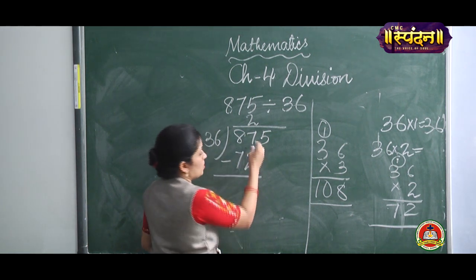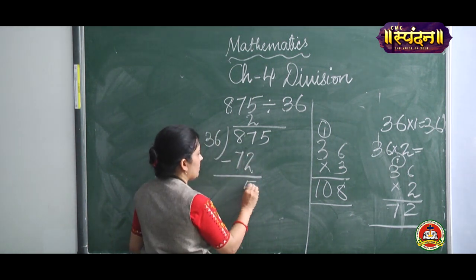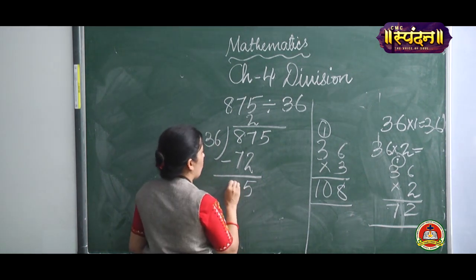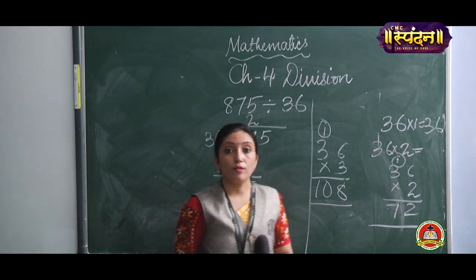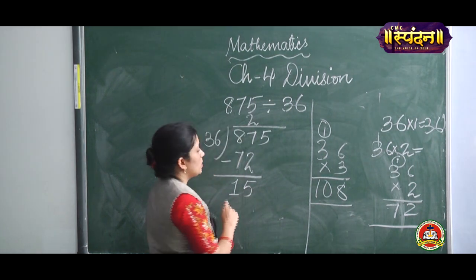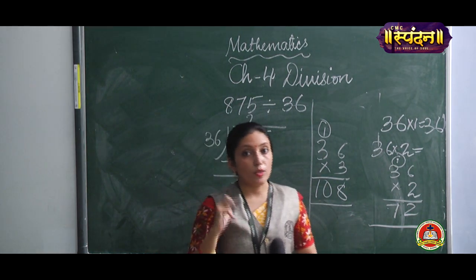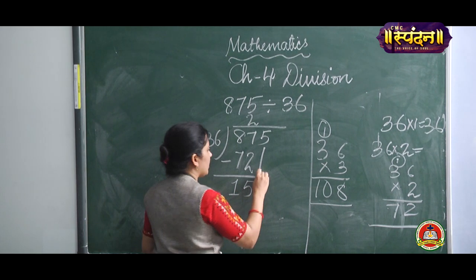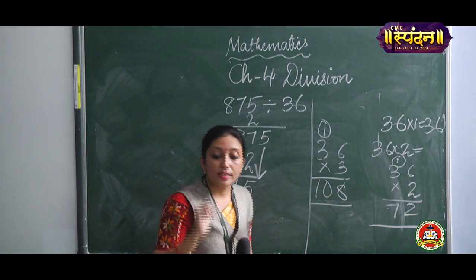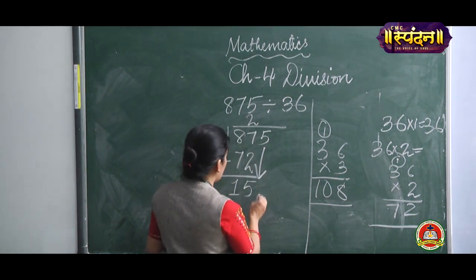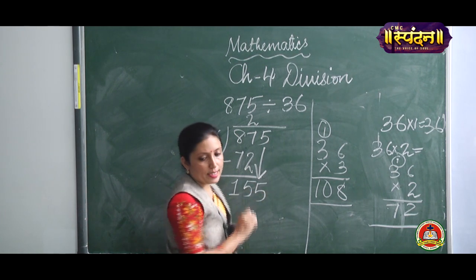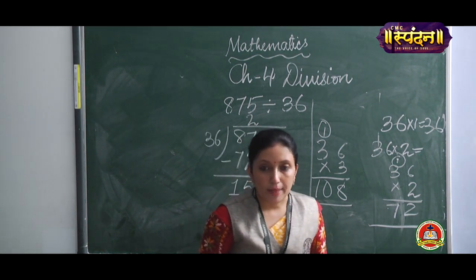Yes, 36. So 7 minus 2 is 5. 8 minus 7 is 1. So here I have got 15. So now see children, it is 15. Now what is my next step? As we have learned, I need to bring this 5 down. Yes, it is very important. Now what am I going to do?